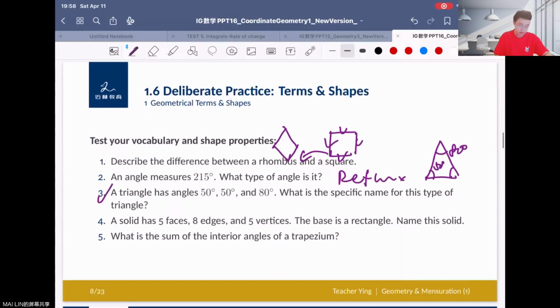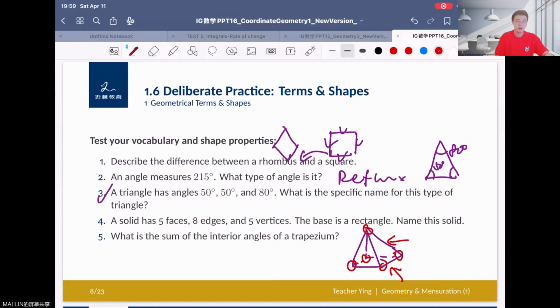For problem 4, a solid has 5 faces, 8 edges, and 5 vertices, and the base is a rectangle. So that is a pyramid. Just find here, this is a pyramid. You can find there are 4 sides and 1 base, so in total there are 5 faces. And here you can find there are 4 edges upwards and 4 edges on the base. So in total there are 8 edges and 5 vertices: 1, 2, 3, 4, and 5. So we can call this a pyramid. So this is the fourth problem.